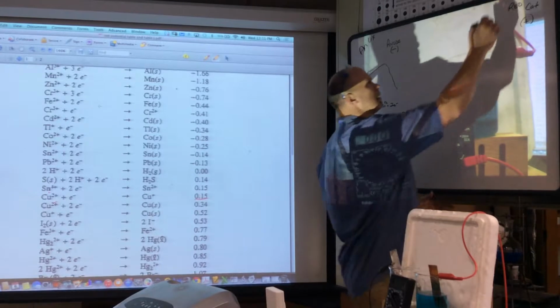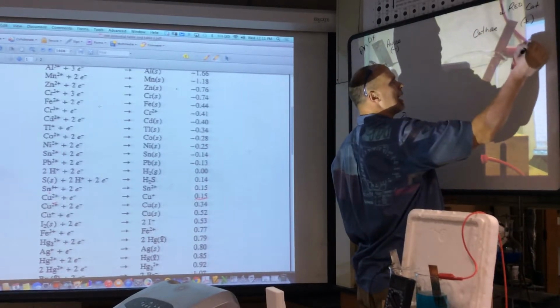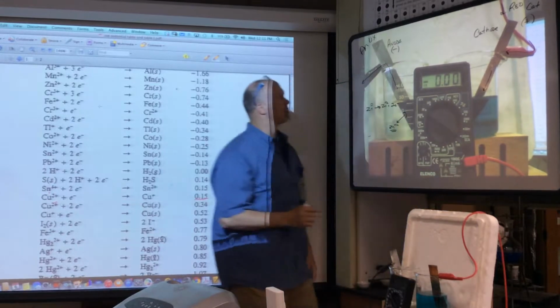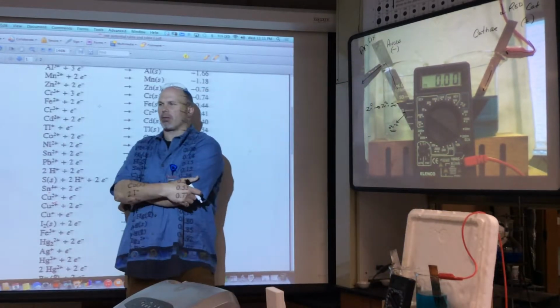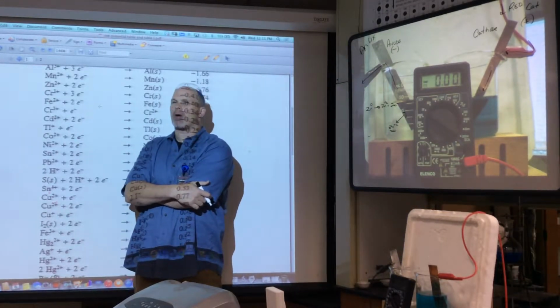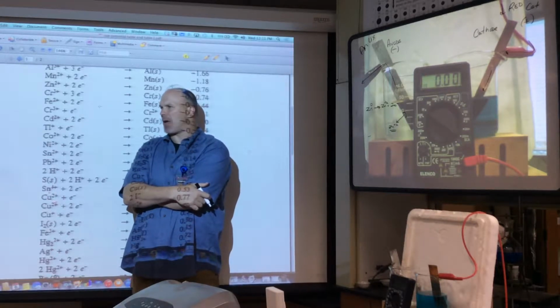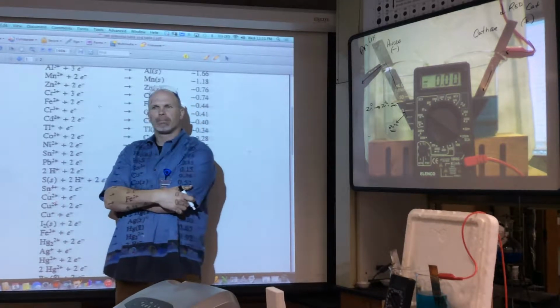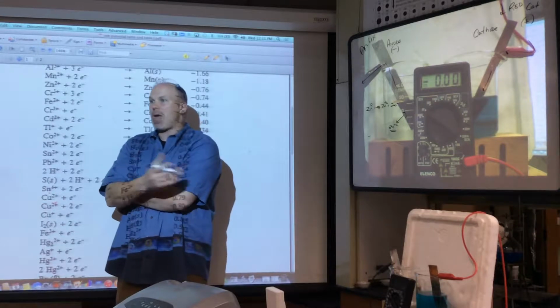Very important. Now, as zinc gives up 2 electrons, these electrons go from the zinc through the wire and then back to the cathode. And you should know electrons always flow from the anode to the cathode. Why does that make sense? You can memorize it, but why does it make sense that we go from the anode to the cathode? Negative to positive? No. Because we made the negative positive.